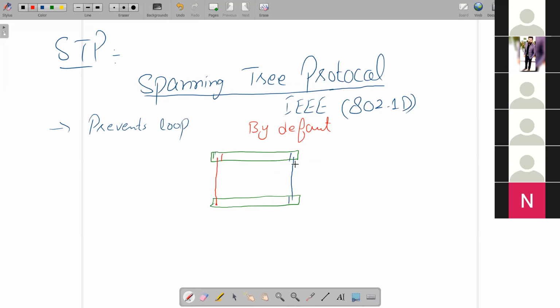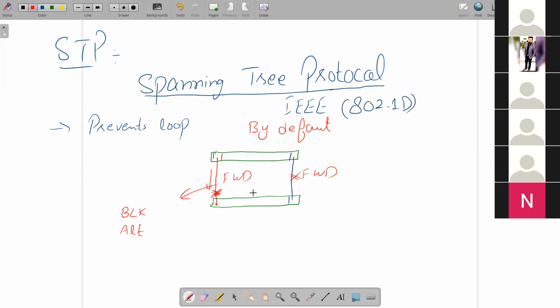So it will elect one interface in the forwarding state that will send the traffic, and the other one STP will put into the block state or alternate state. It will put this interface into sleeping mode. You may have rest unless this link goes down, and if this link goes down, immediately STP will put this interface into the forwarding state.